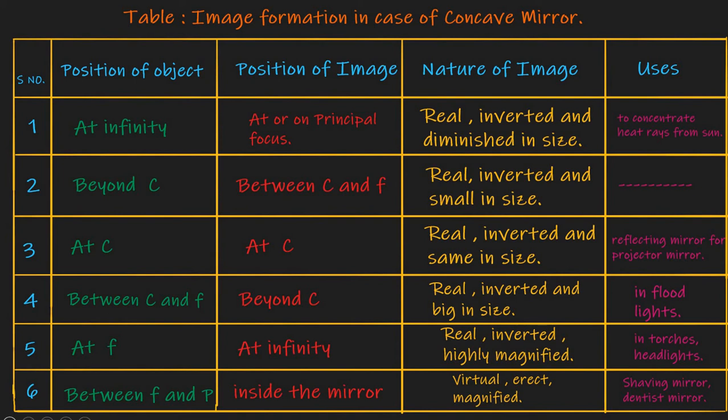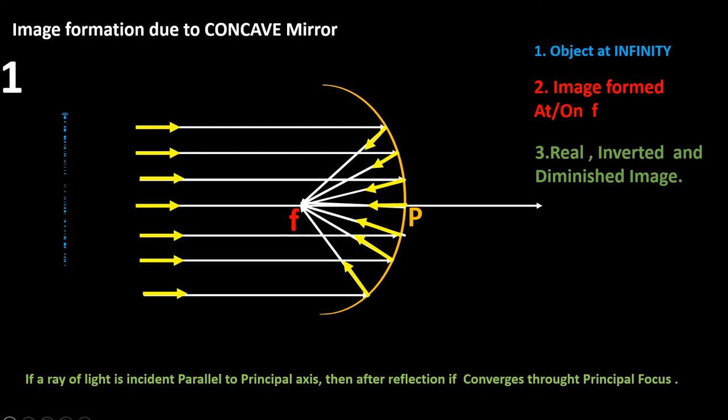If a ray of light is parallel to the principal axis, after reflection it passes through F. If a ray of light passes through F, then after reflection it goes parallel to the principal axis. If a ray of light is incident obliquely at the pole with respect to the principal axis, it is reflected obliquely. Now let us see the first case of image formation.